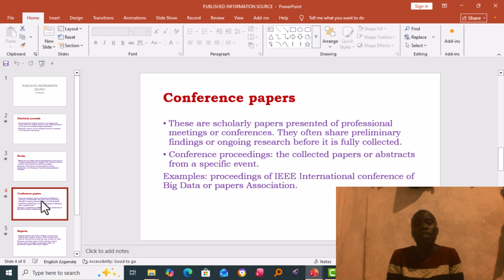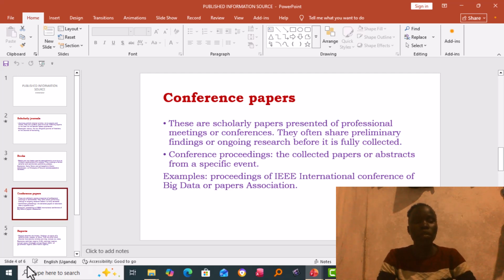For example, we have the proceedings of the IEEE International Conference on Big Data, and newspapers such as the New Vision. This is what we are calling the conference papers.